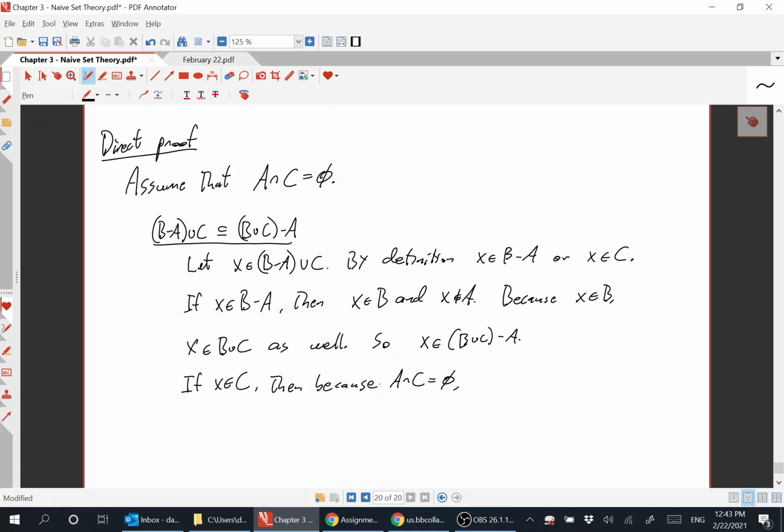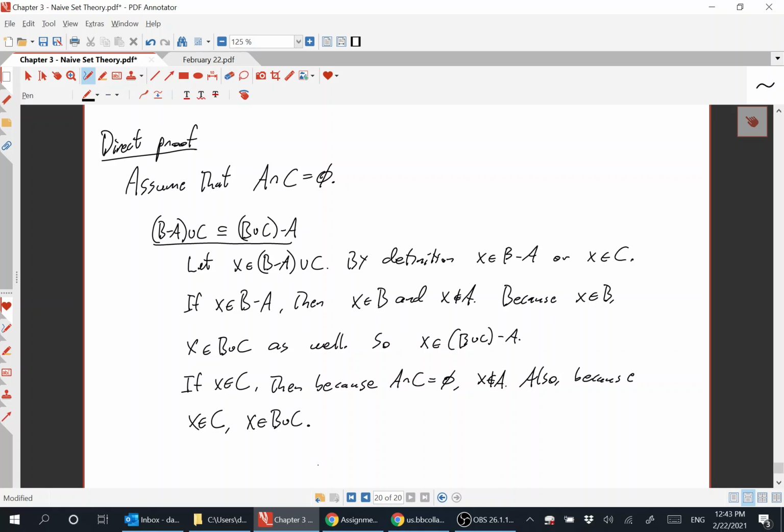Where is x not? In A. x is not in A. And that's an important bit of information because we want to show it's in B union C minus A, that x. So yeah, that it's not in A is an important point. Also, because x is in C, doing the same trick as before, x is in B union C. It's in C union anything.